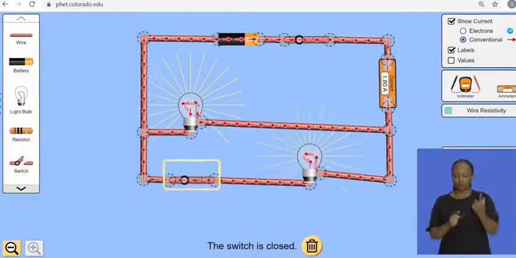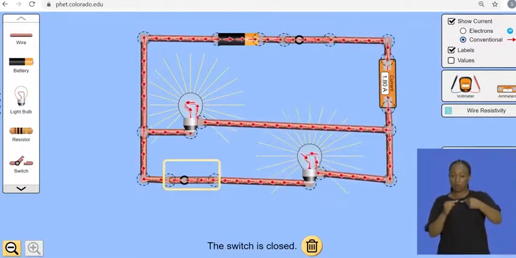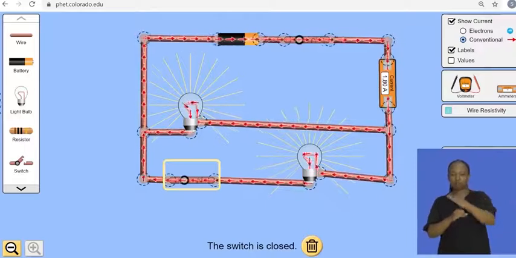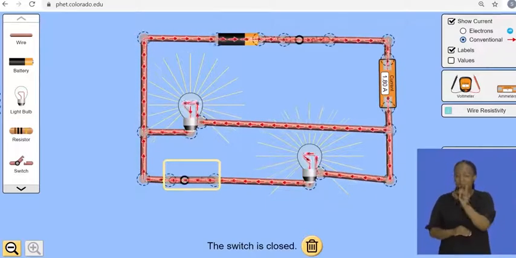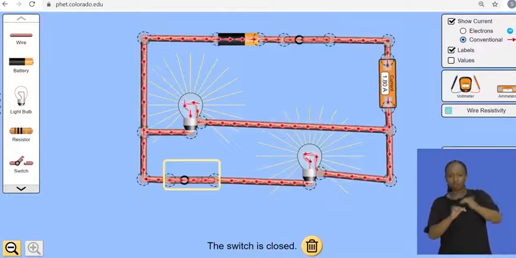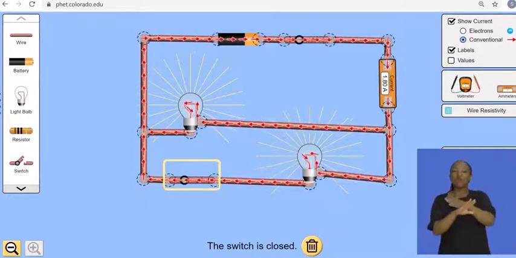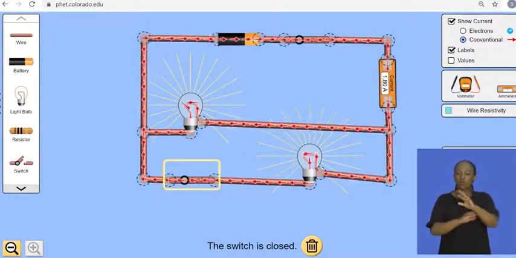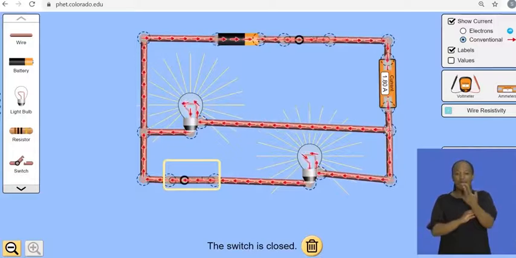If we close that switch, you can see now the current is doubled, okay? What does that mean? It means now more charges pass through a point for every second, okay? Now, our initial reading was 0.9 amperes. Now it's 1.8, which is actually double, okay?